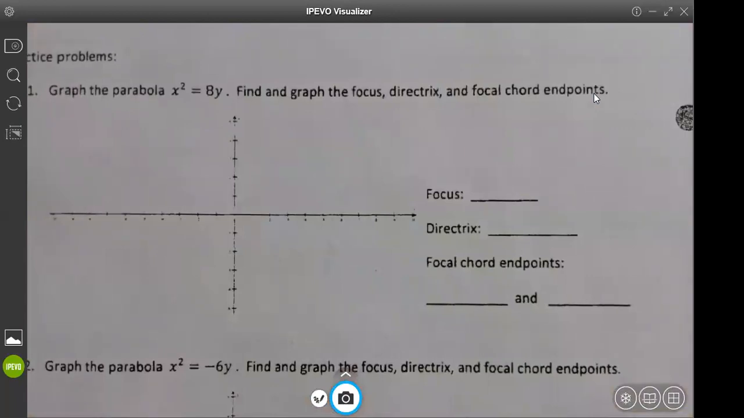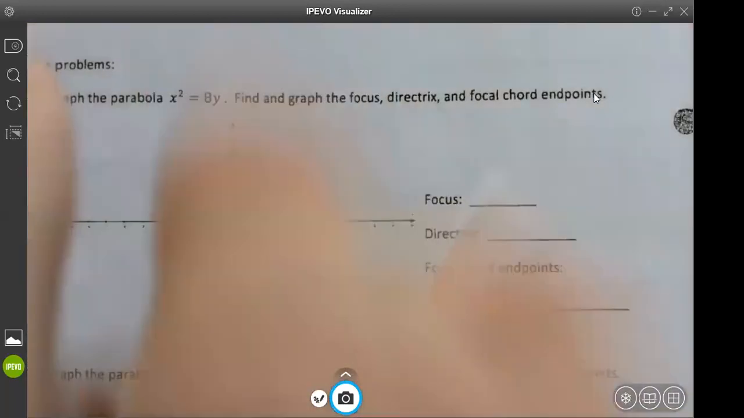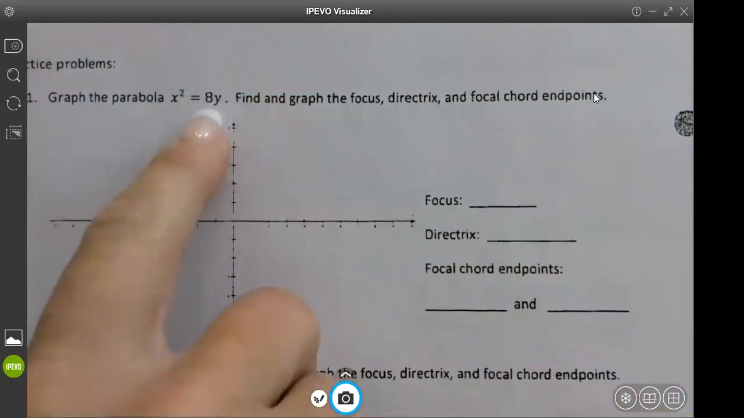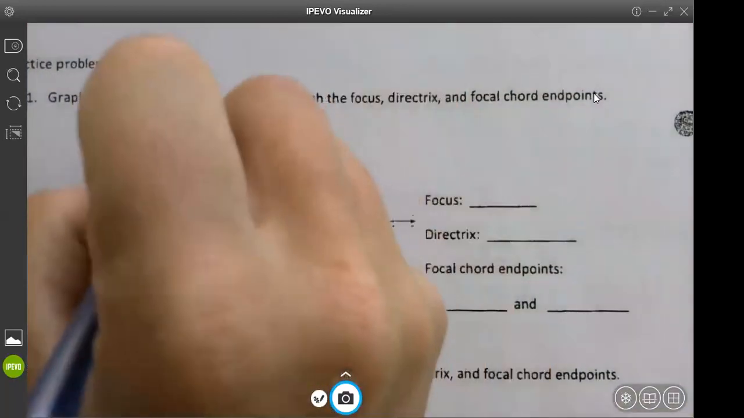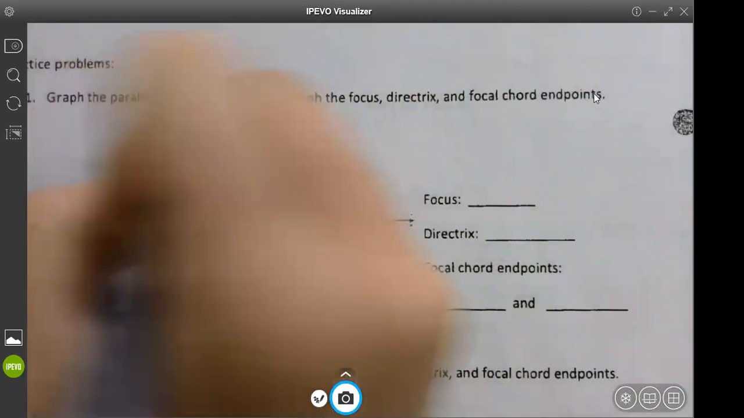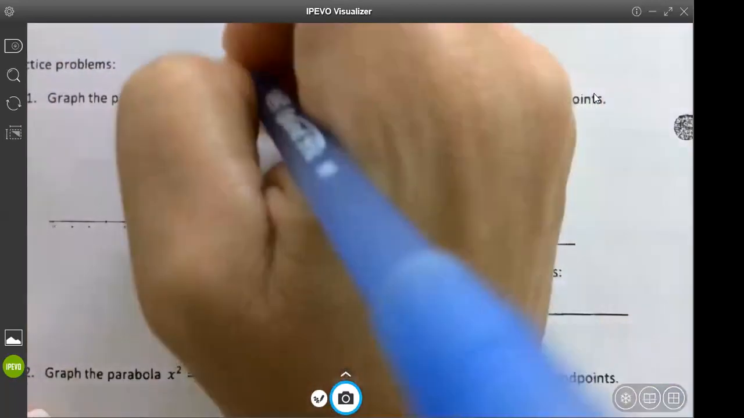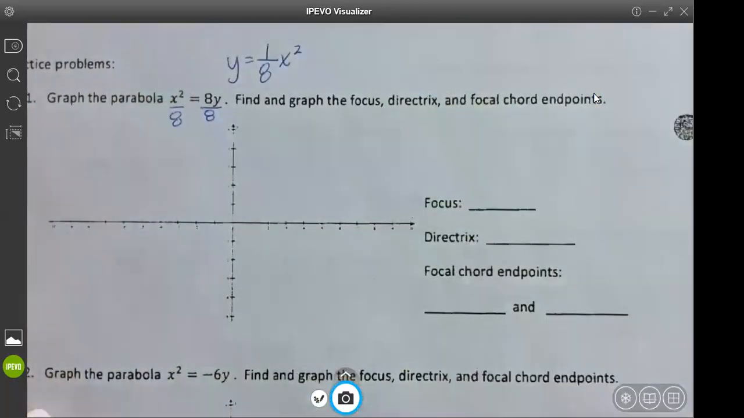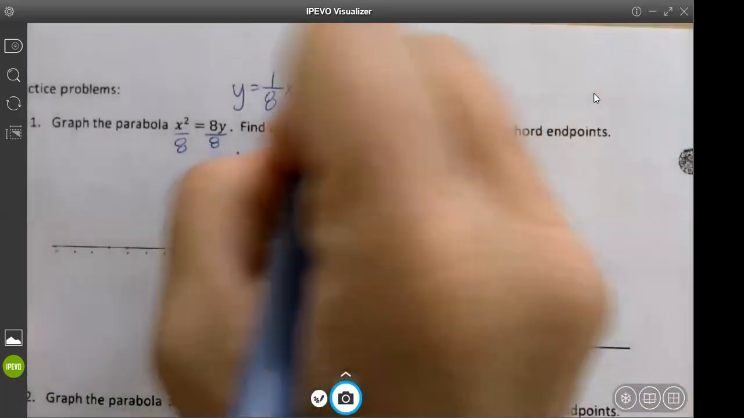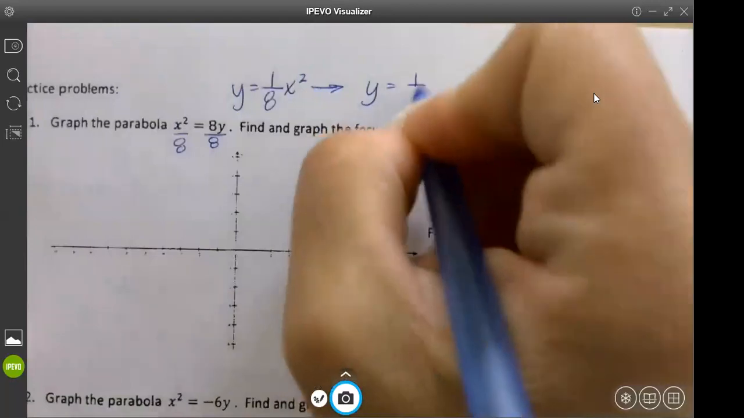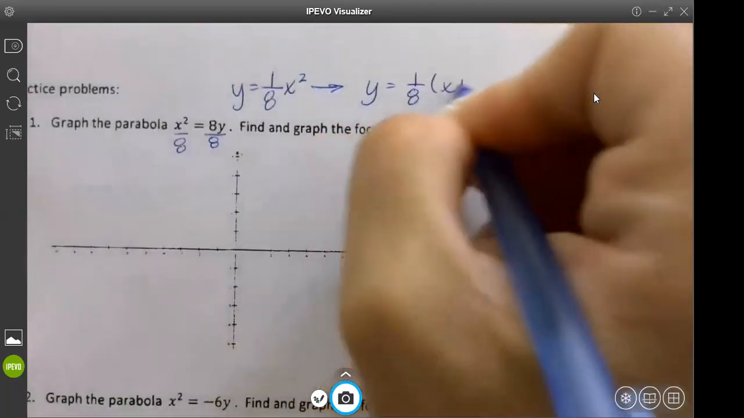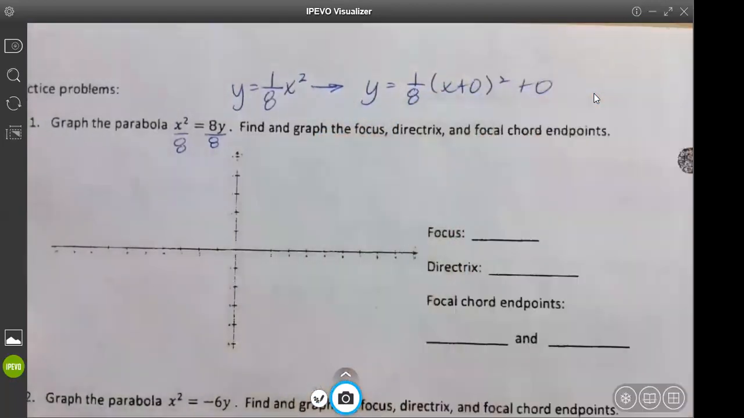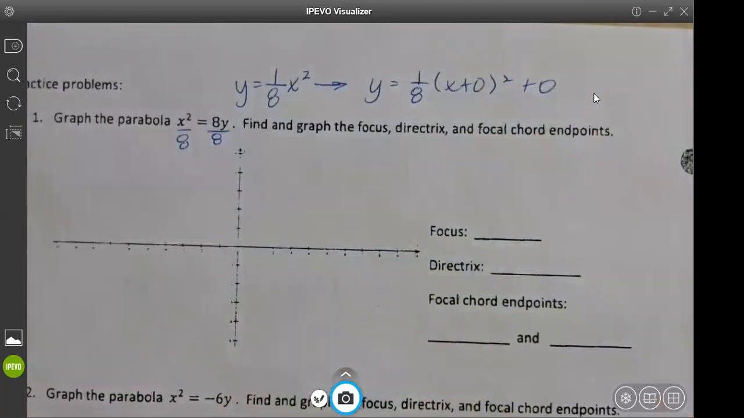So the first thing that we're going to do is make this equation correct. So I want to solve for y. How do I do that? Divide by 8. And then I'm just going to rewrite it up here so you guys can see it. It's going to be 1/8 x squared. But remember, we can rewrite that as 1/8 (x plus 0) squared plus 0. And I want to keep writing it like that because eventually you're going to get a different vertex. So right now, all our vertices are going to be 0, 0.